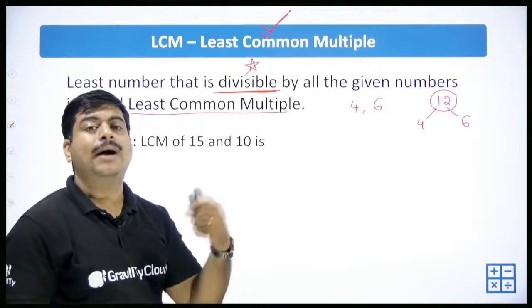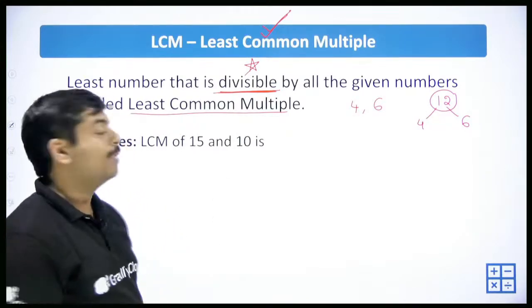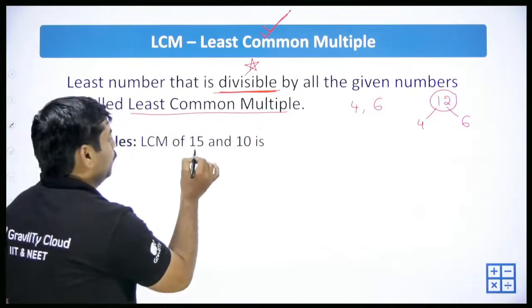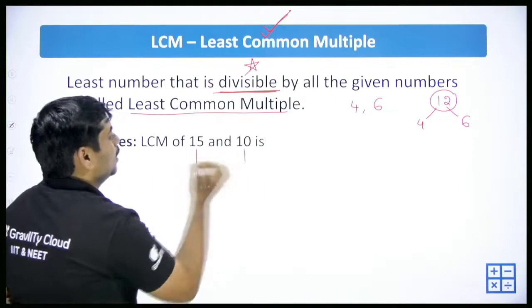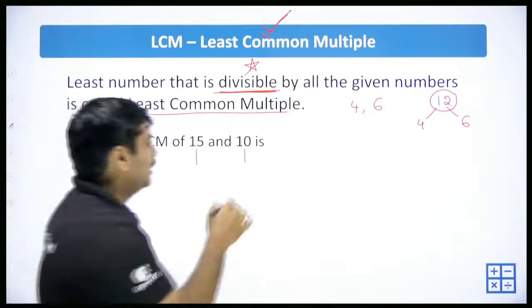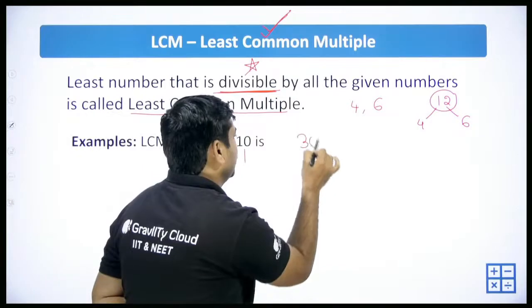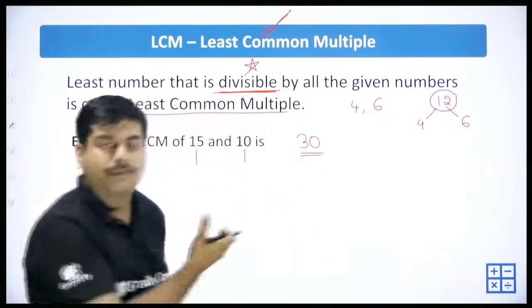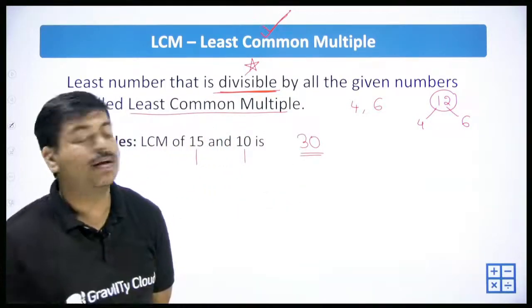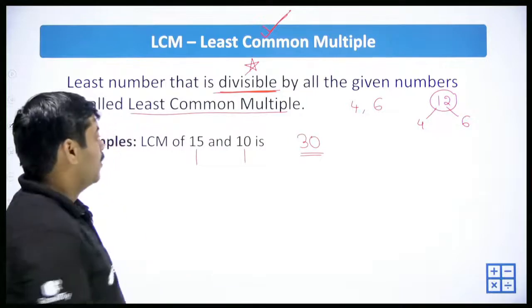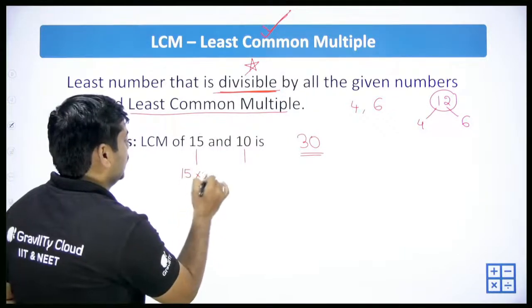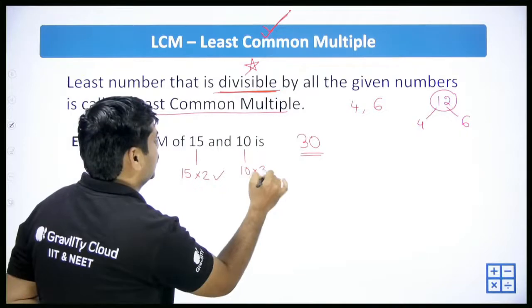Least common multiple of 15 and 10. I'll write the answer as 30. Just tell me whether it is correct or wrong. How? We'll see, there are some methods for that. But how to get that 30? 15 into 2 is 30, correct, and 10 into 3 is 30.